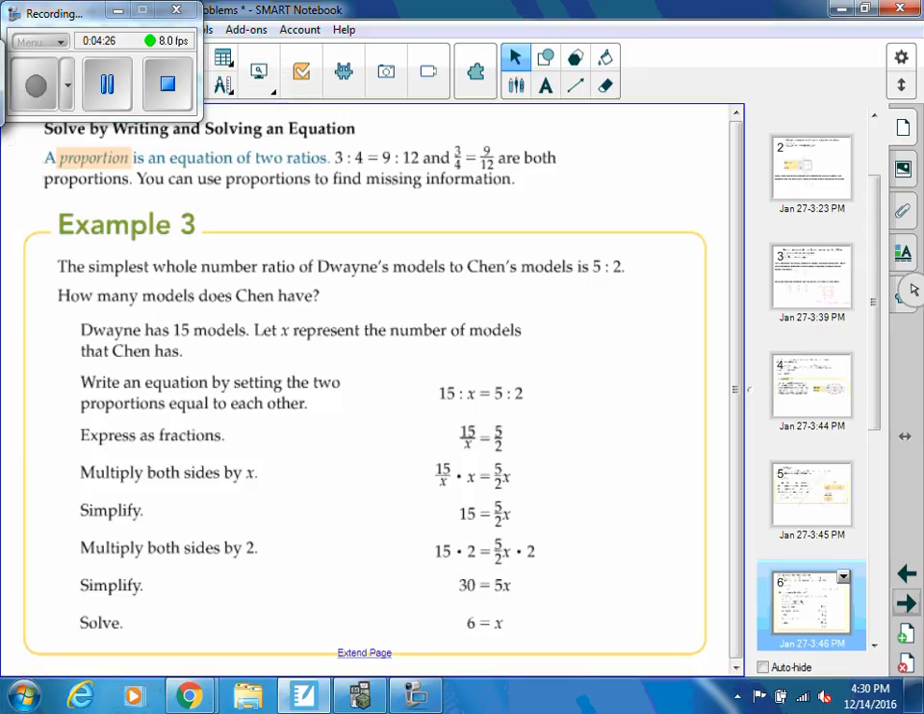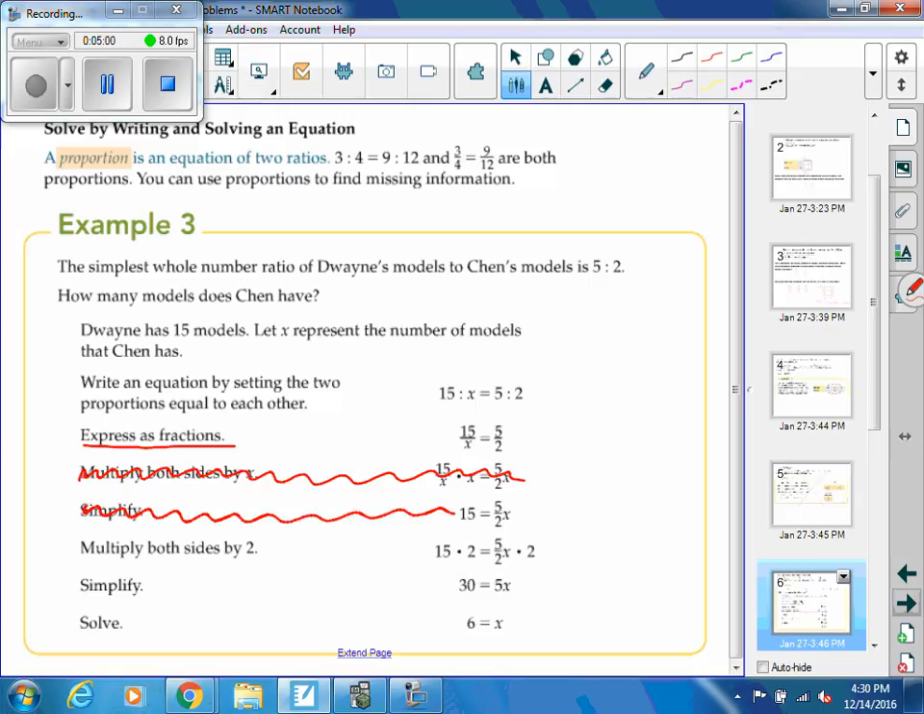Here is what we've been doing: using the equation, setting up a proportion, and then solving the equation. Now when we look at this example, it's doing a little more than what we usually do. So if you look down here, we express the ratios as fractions and set them equal to one another. Okay? Now, we are not going to worry about this step. And we are not going to worry about this step. And we are not going to worry about this step.